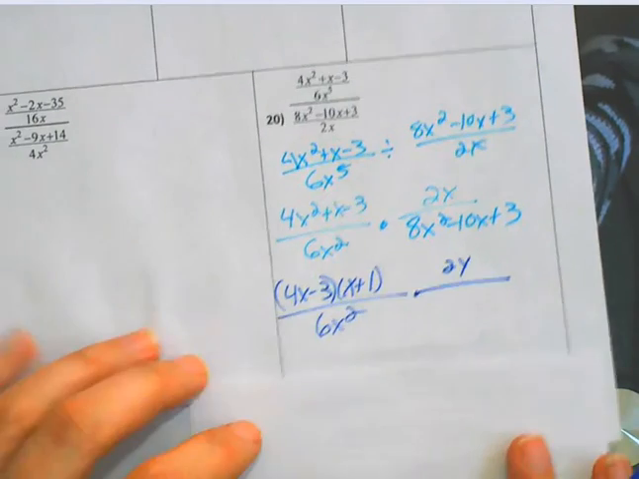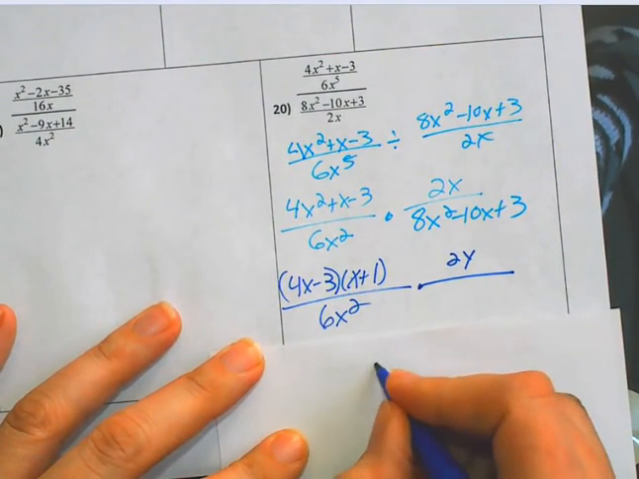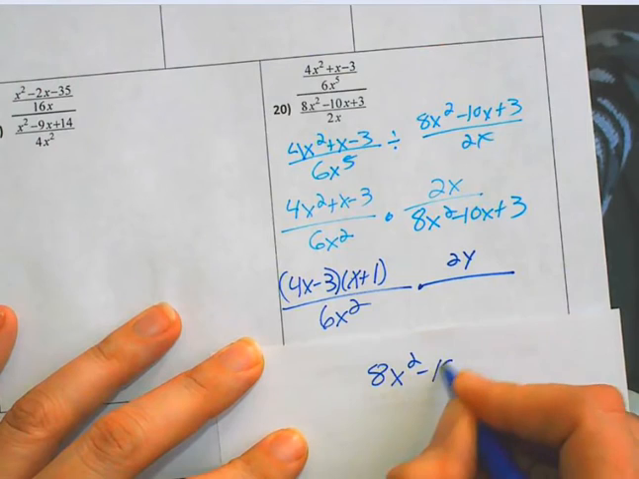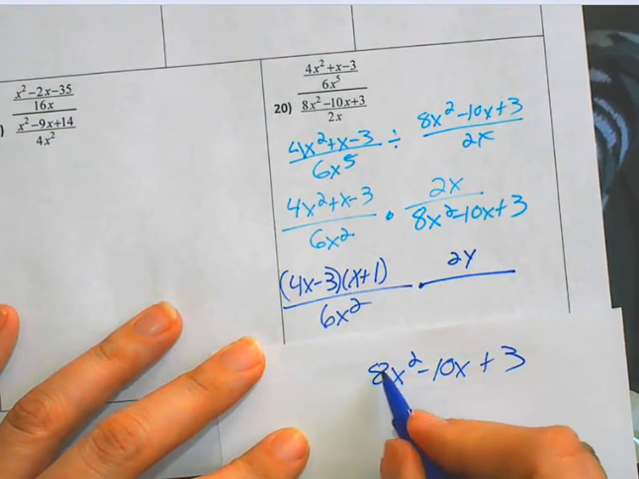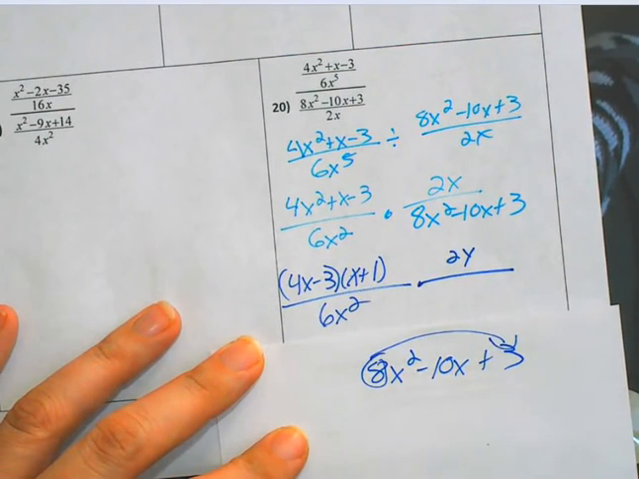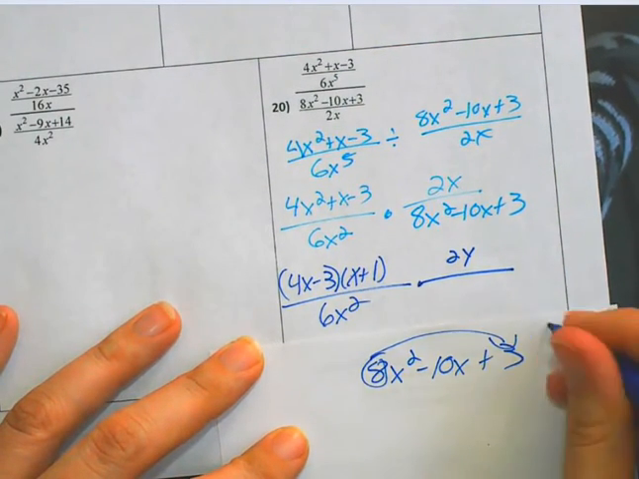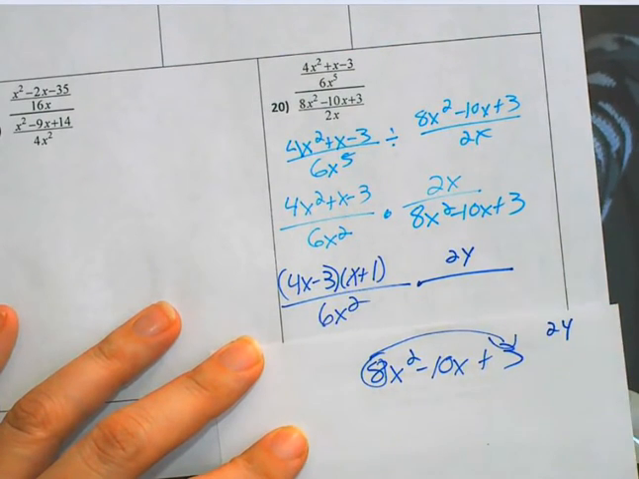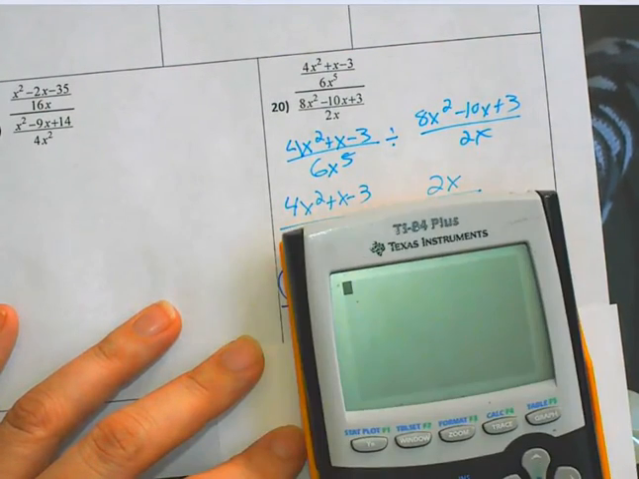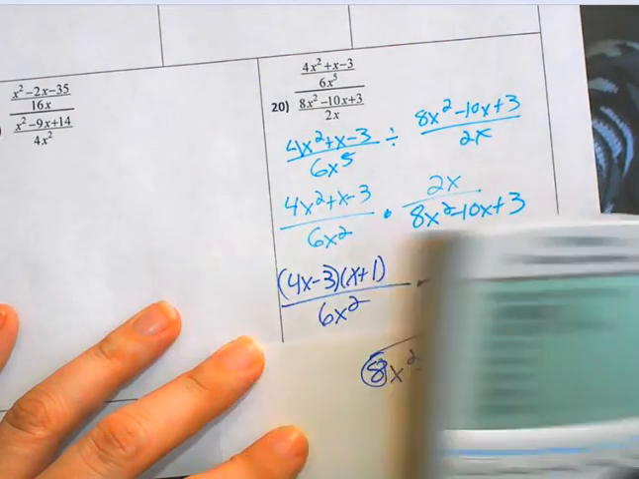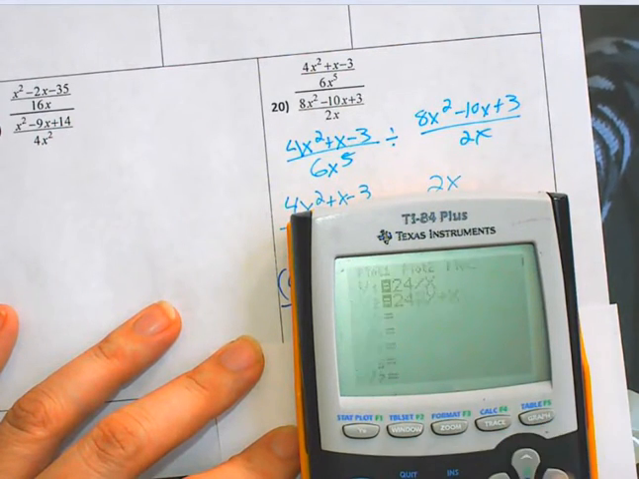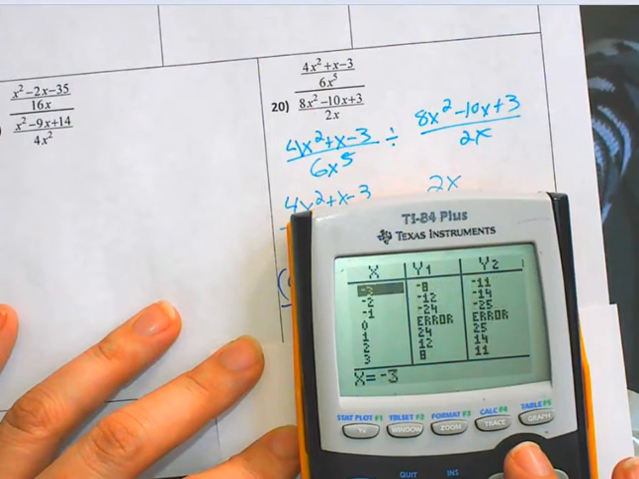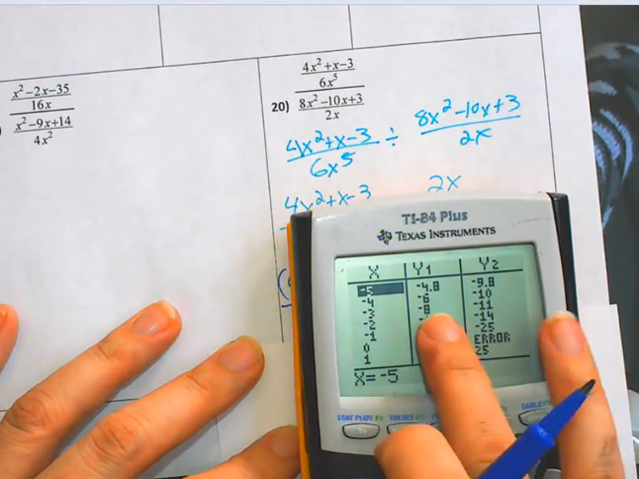All right, so let's go ahead and factor the next one. I have 8x squared minus 10x plus 3. I am going to multiply because that's going to give me positive 24. So I'm looking for factors of 24 that add up to negative 10. Okay, right there, negative 6 and negative 4.